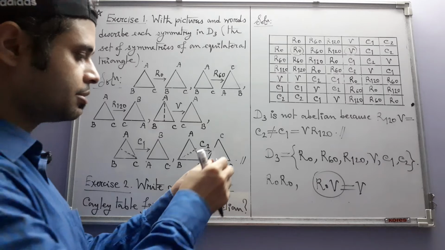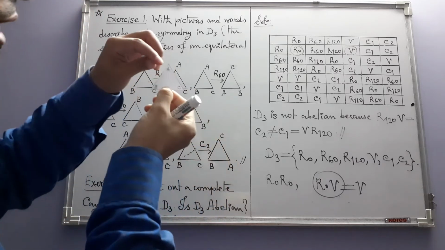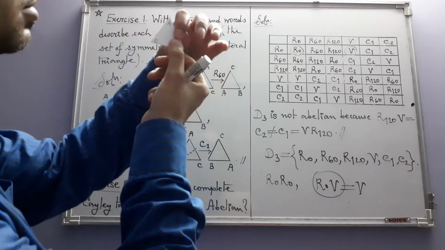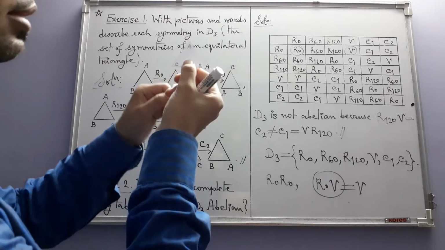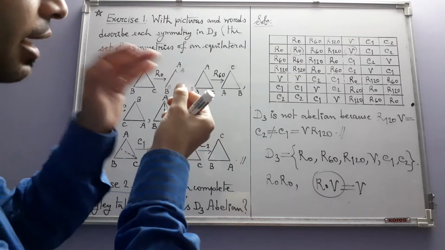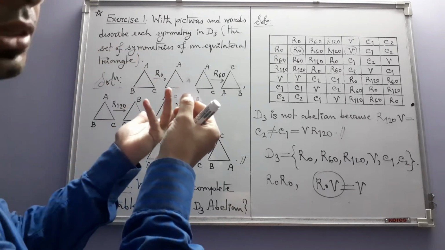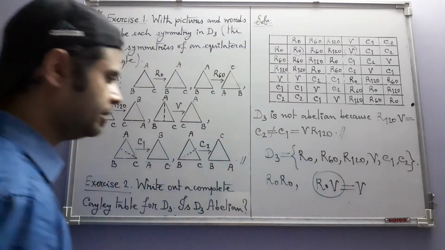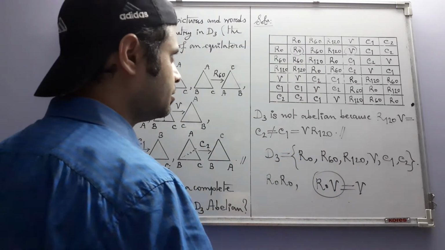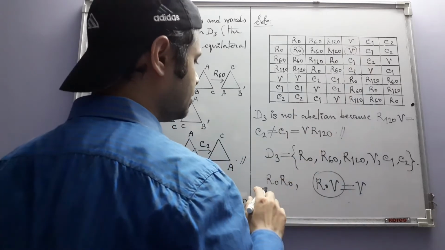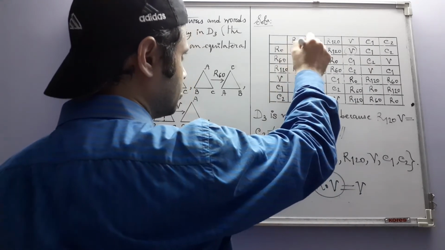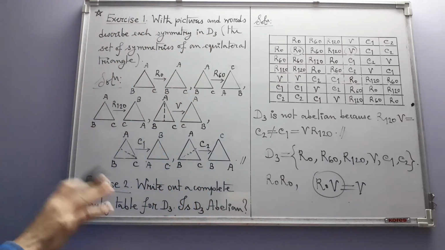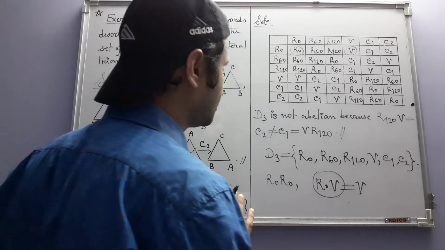So it's like this. You have A, B, C. You just flip, and then that's it. Applying R naught to this does not do anything. So R naught V is V. Okay. So let's put the entries in circles once we have figured out how each has come.